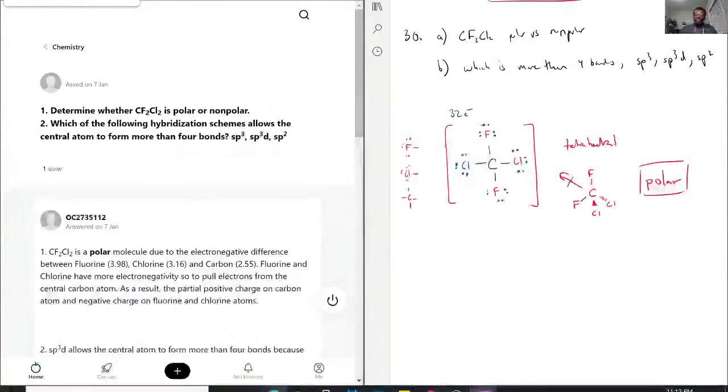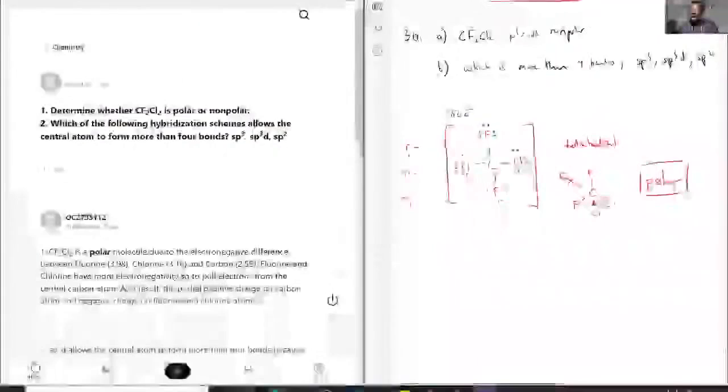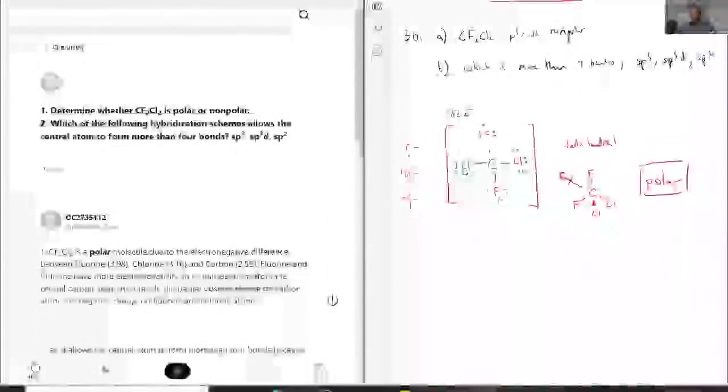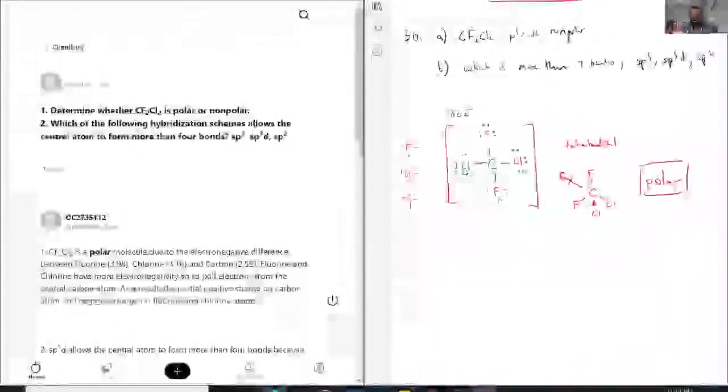And that's why drawing the Lewis structure was not enough, because had I just left it at the Lewis structure, I could argue that the fluorines perfectly cancel each other out. Now that you see the molecular geometry, it should be a little bit more clear, like, okay, now I know this wouldn't work.